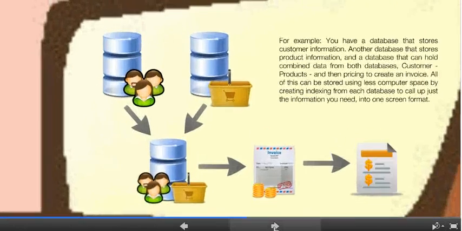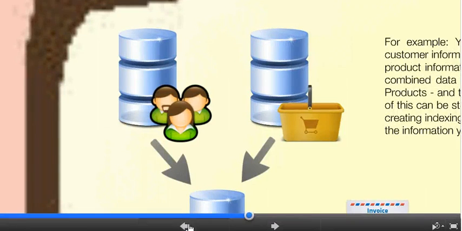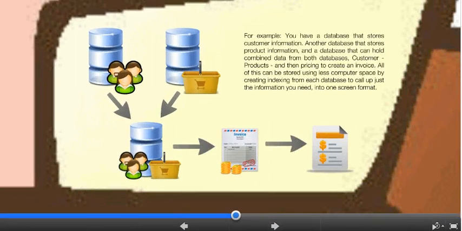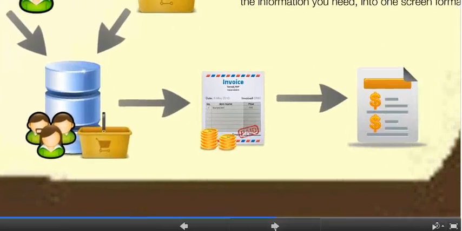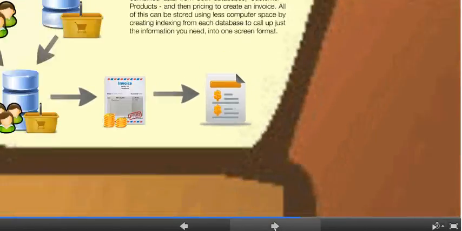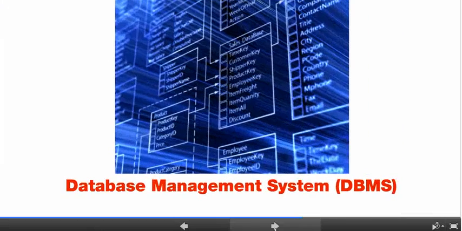So we might have a database that stores customer information, and another database stores product information. And then we might want to combine those together and use those to create some sort of pricing invoice for our customers. And a database can do all of that within one big database file. So it can kind of eliminate the need for lots of separate things in some cases.